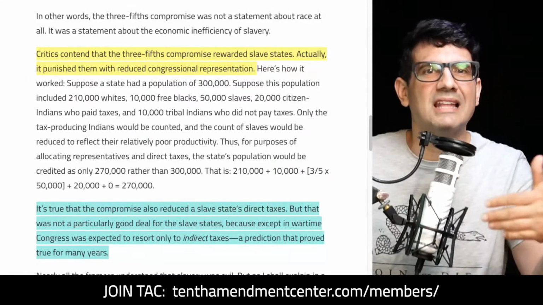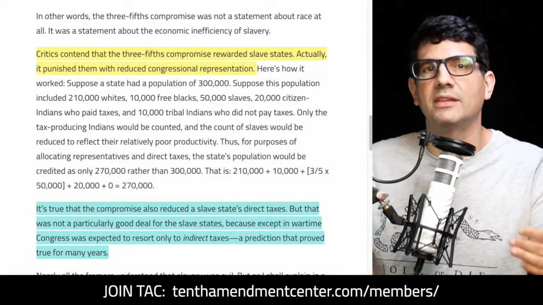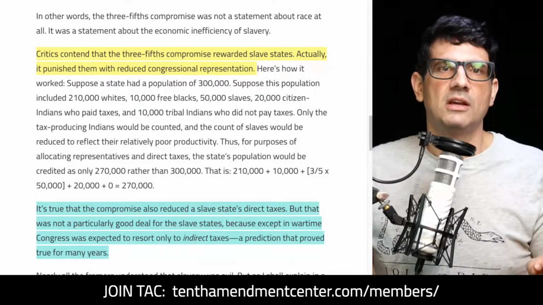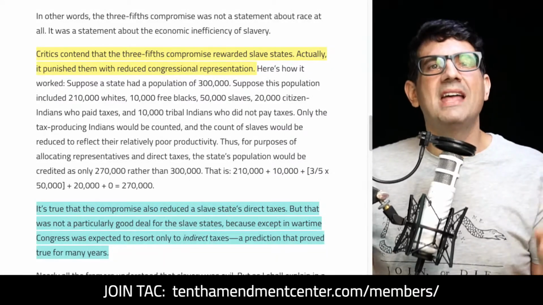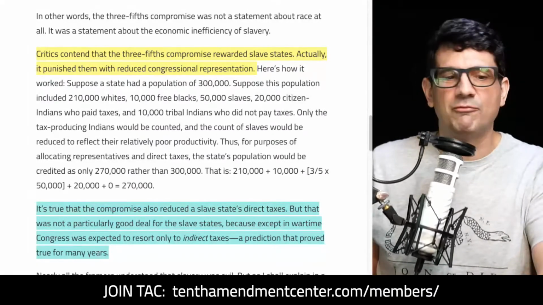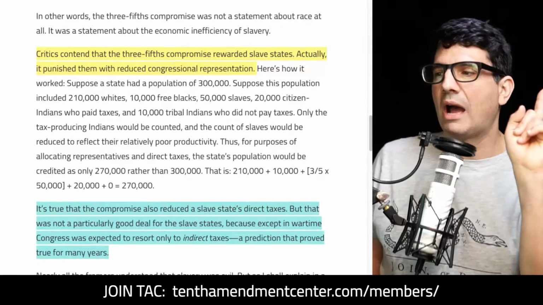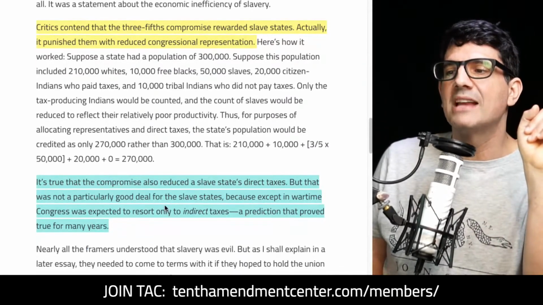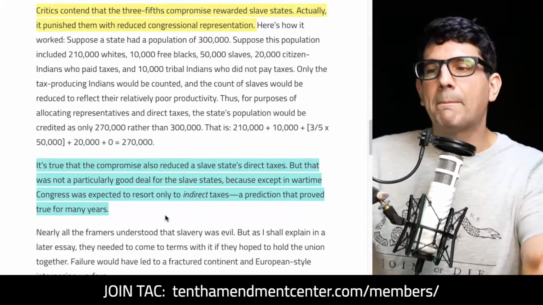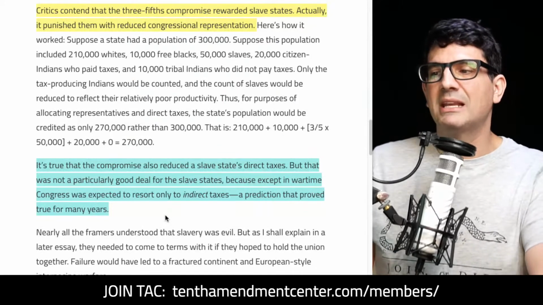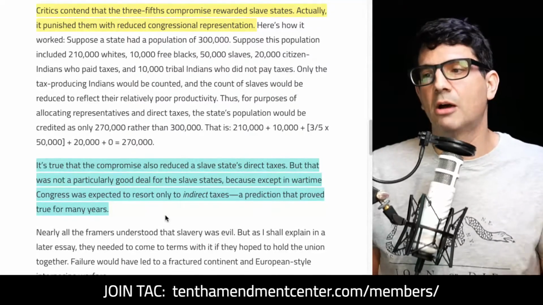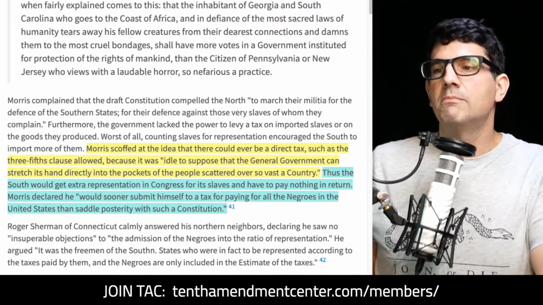And a lot of the historians that I've seen cover this, they really only focus on the latter. They focus on the fact that if they would have counted it as 0, then they would have had less influence. But the thing is, there probably would not have been a union at all. Anyways, I'll get to that in a moment. Rob says it's true that the compromise also reduced a slave state's direct taxes. But that was not a particularly good deal for the slave states, because except in wartime, Congress was expected to resort only to indirect taxes, a prediction that proved true for many years.